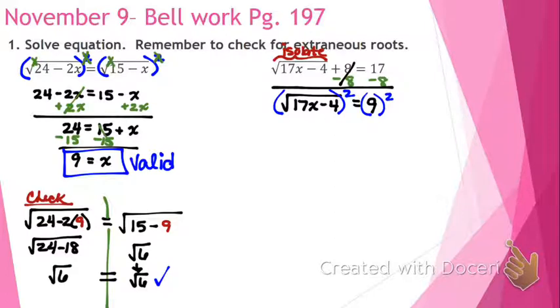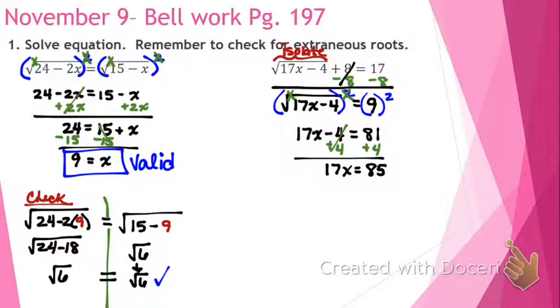On the left, what happens? Yes, the squared and the square root are inverse operations. It's like adding 5 and then subtracting 5. They cancel each other out. The other side is 81 because there's no square root there, so I do take 9 times itself. Add 4 on both sides. What's 81 plus 4? 85. So I have 17x equals 85.